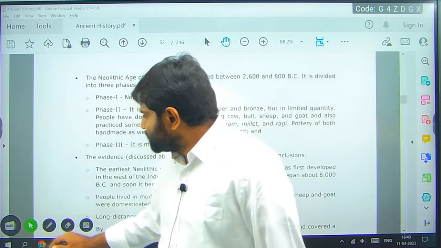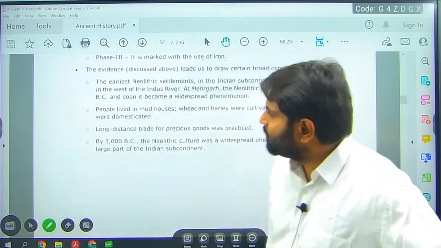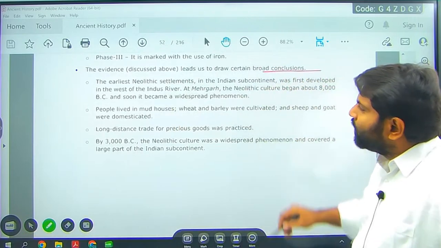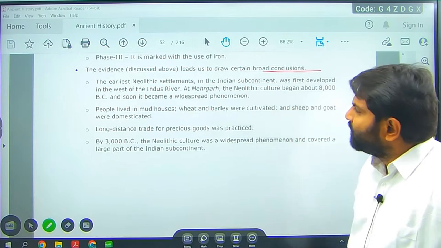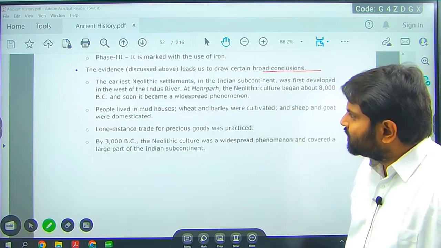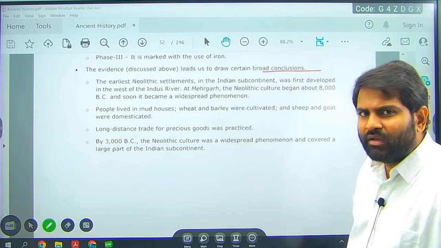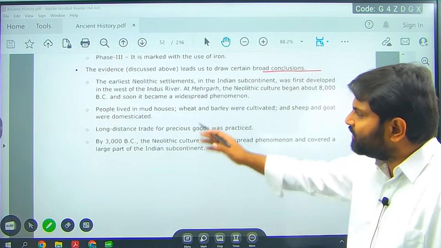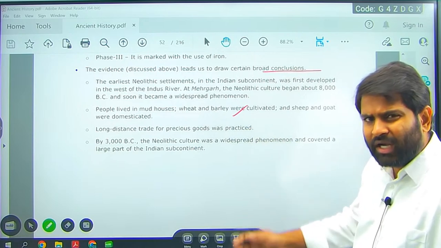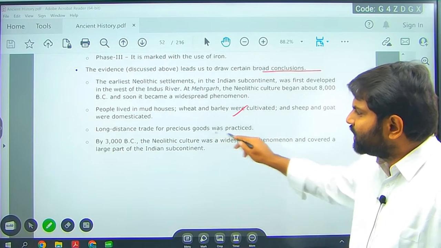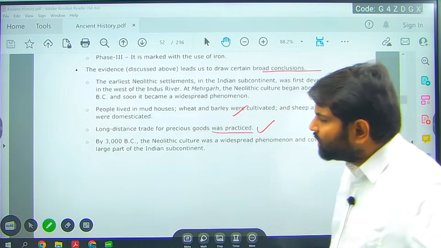So first one, stone age, second one, Indus Valley, third one, Vedic civilization, right? The evidence discussed above leads us to draw a certain broad conclusion. The earliest Neolithic settlements of the Indian subcontinent first developed in the Indus River region, then at Mehrgarh. Neolithic culture began about 8000 BC and soon it became a widespread phenomenon. We don't have to remember all those things. People lived in mud houses, wheat and barley were cultivated, sheep and goat were domesticated, cattle too. Long distance trade was also there because we saw lapis lazuli, different beads, shells, and pearls.